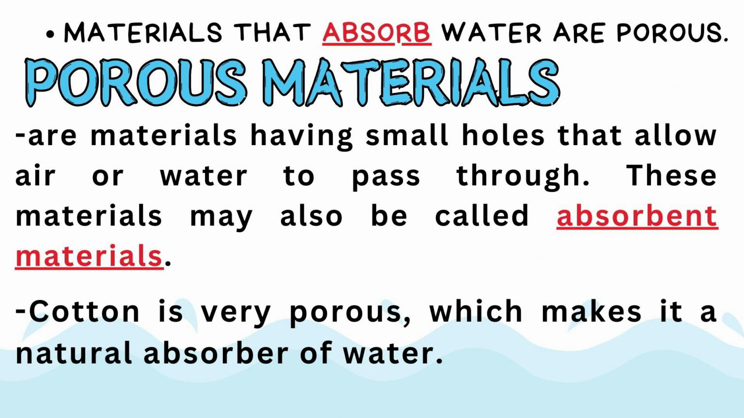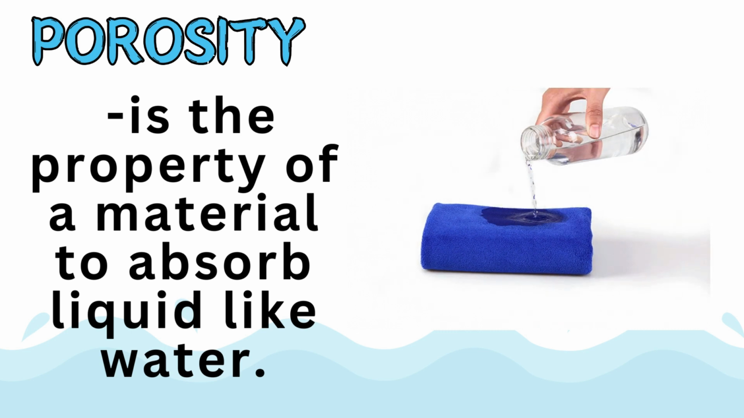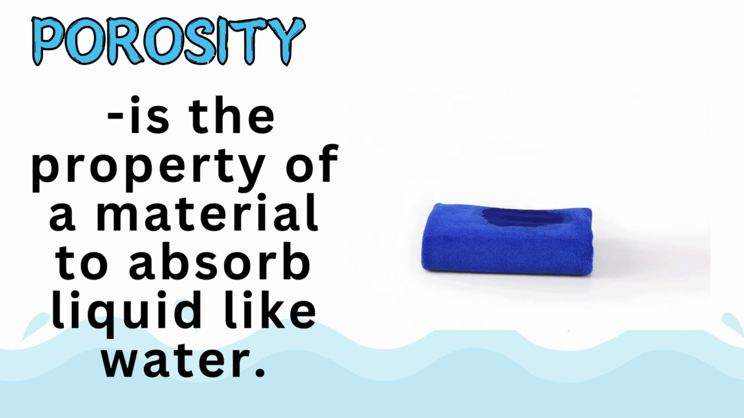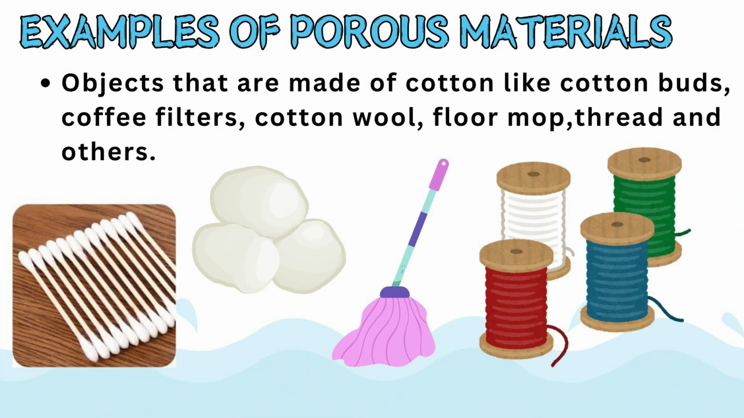Materials that absorb water are what we call porous. Porous materials are materials having small holes that allow air or water to pass through. These materials may also be called absorbent materials. Some of the materials absorb water more than others, like cotton. Cotton is very porous, which makes it a natural absorber of water. Porosity is the property of a material to absorb liquid like water. Here are a few examples of porous materials.